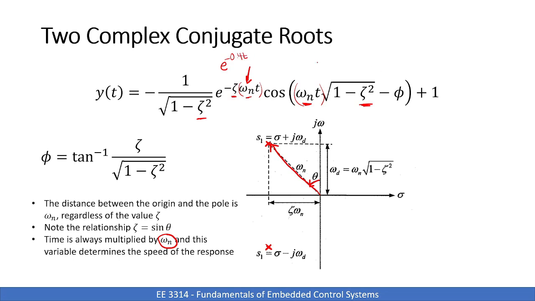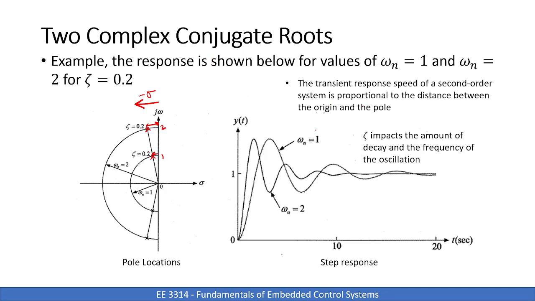Whereas for the other case, we had e to the minus 0.2t. So that combination here is going to determine how quickly you decay. That's why this one, for the case of omega n equals 2, is going to decay faster. If you look at that decay, that's e to the minus 0.4t. Whereas if you look at omega n equals 1, it's got a slower decay. That's e to the minus 0.2t.